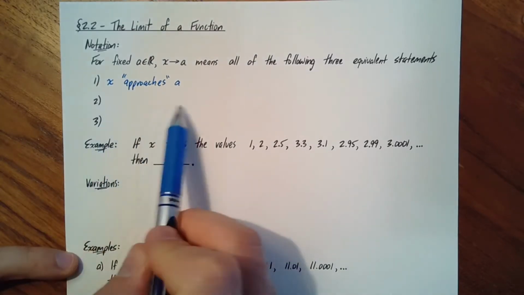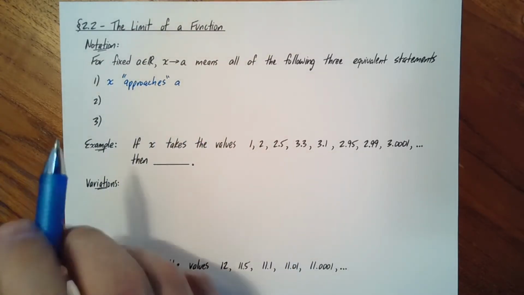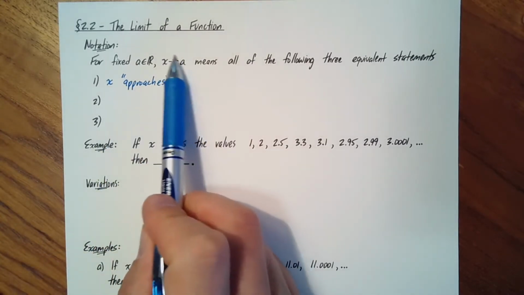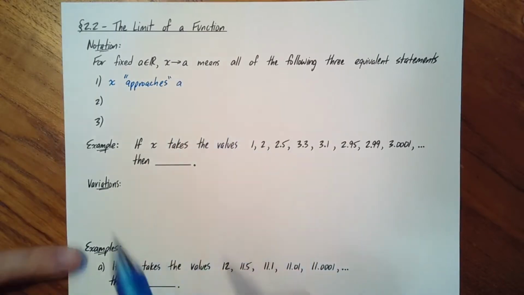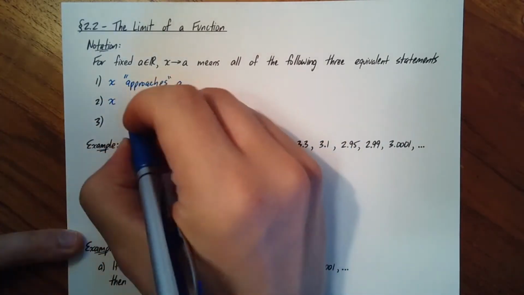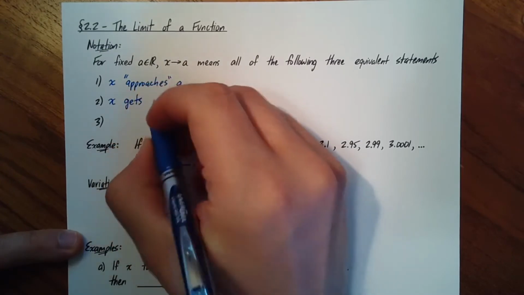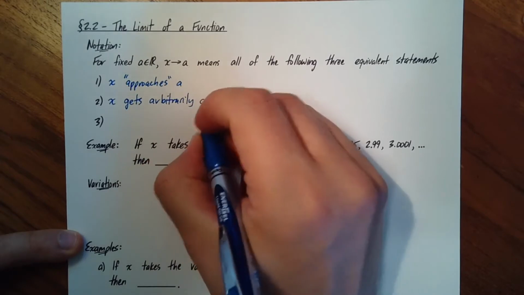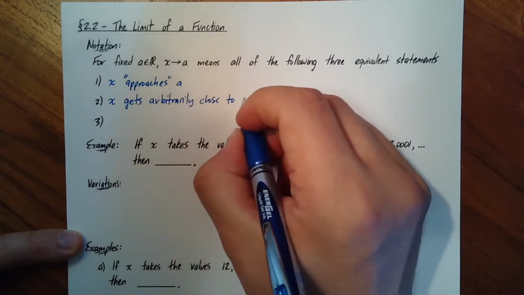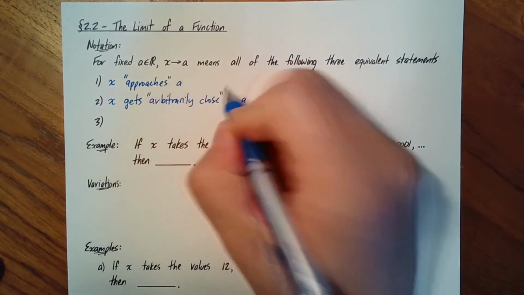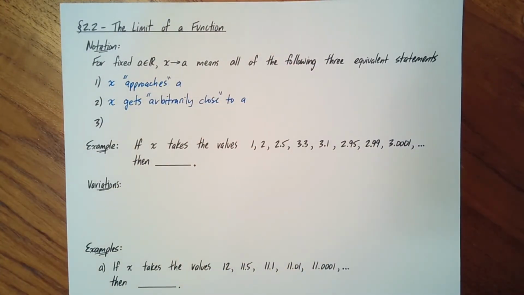And the second statement we're going to write down is actually a much stronger statement, and this is the one I like the best because it perfectly articulates what this really means. So this is the most important one, I think. This is my personal opinion. So x gets arbitrarily close to a. Okay, and I want to do a little analogy to show you what I mean by arbitrarily close.